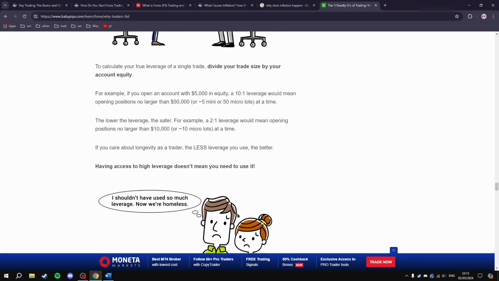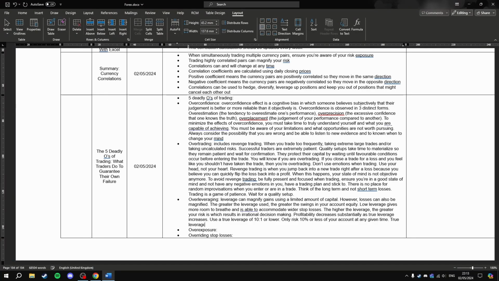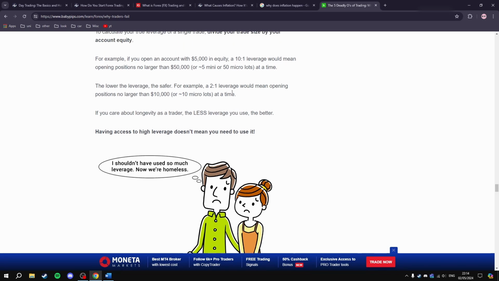To calculate the true leverage of a single trade, divide your trade size by your account equity. True leverage is equal to trade size divided by account equity. For example, if you open an account with $5,000 in equity, a 10 to 1 leverage would mean opening positions no larger than 50,000, or 5 mini or 50 micro lots at a time.